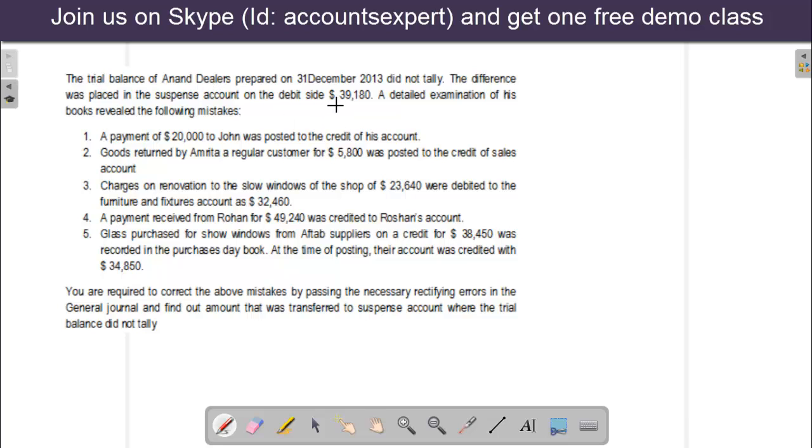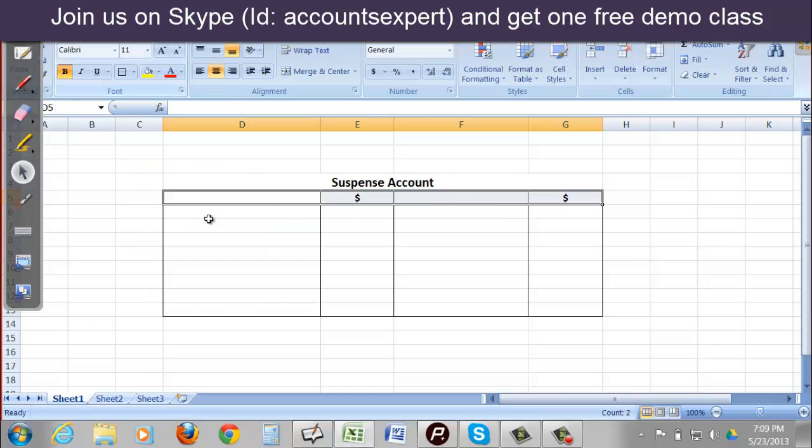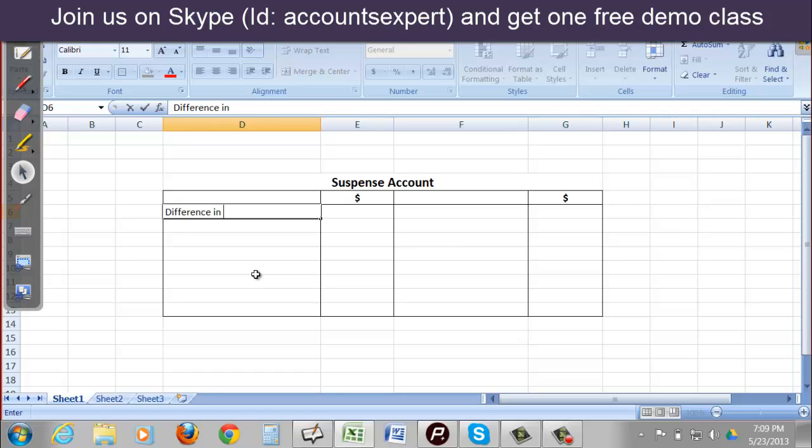And what is the amount of the difference? 39,180. And on which side of the suspense account do we put this difference? On the debit side. So see, let me prepare the suspense account. And the difference we put on the debit side. So I will write here: difference in trial balance.